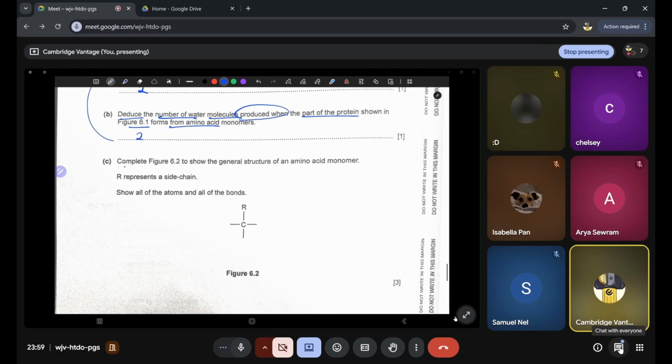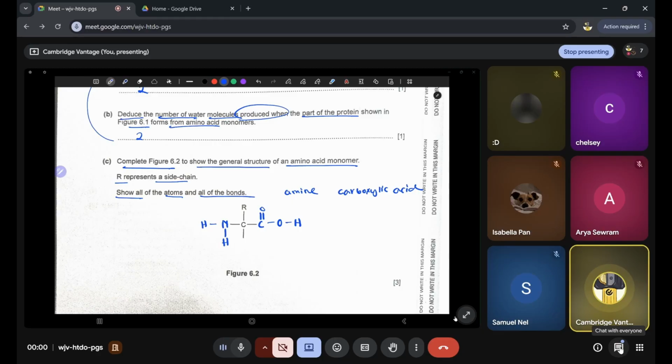Okay, next. Complete figure 6.2 to show the general structure of an amino acid monomer. R represents the side chain. Show all of the atoms and all of the bonds. So an amino acid contains two things, amine and a carboxylic acid. So those are the two things that we will draw first. So carboxylic acid, COOH, amine, so H, and nitrogen can have three bonds, so another H over here. And the carbon, the remaining bond, is associated with a hydrogen.